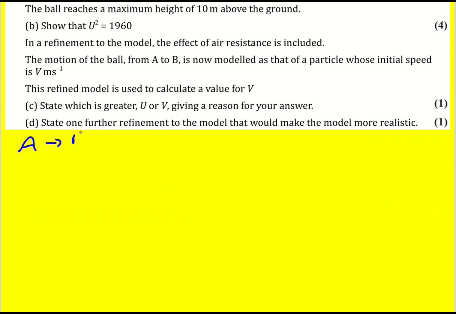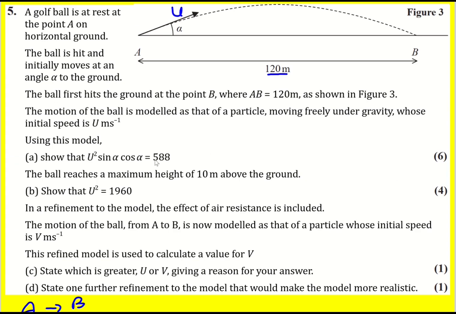So let's look at A to B, and first of all, apply Suvat, saying up is positive. So we're resolving vertically. Now, when it hits the ground, it would have moved up and down, but the displacement will be 0. And then the original velocity, well, we can split u into components.